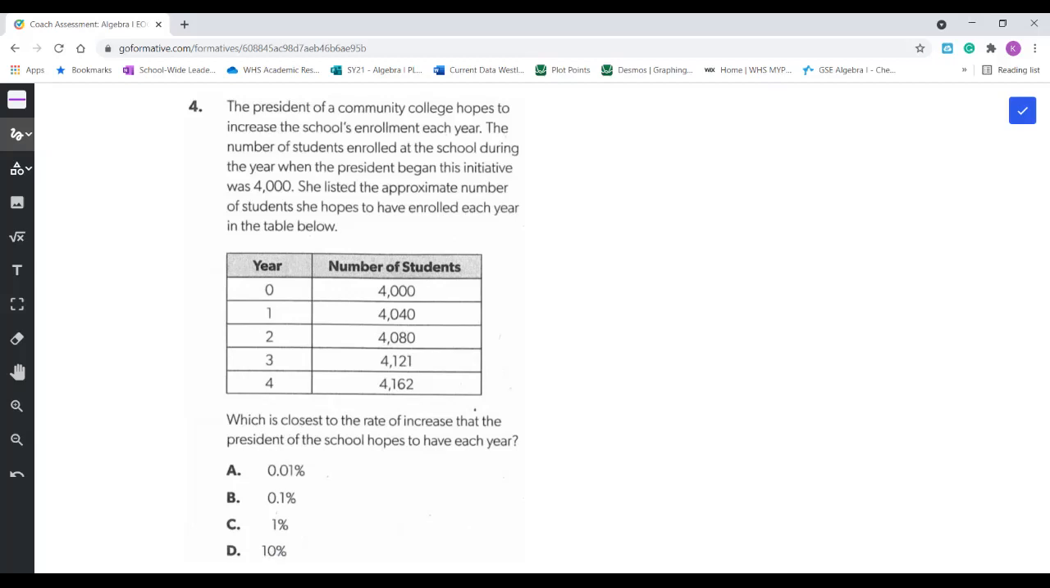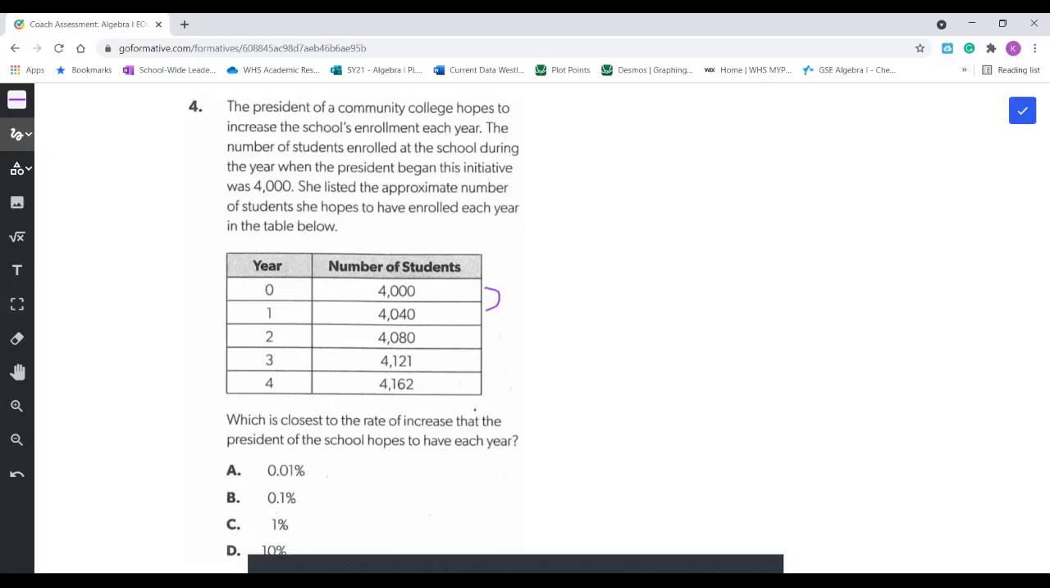All right. So the first thing I'm going to do is see what the difference is between 4,000 and 4,040. Obviously, 4,040 minus 4,000 is 40, right? So we went up by 40. But what would be that percentage of increase? Well, very simply, young people, I'm going to take 40 and divide it by 4,000. And whatever I get, I'm going to multiply it by 100 because that will give me my percentage.